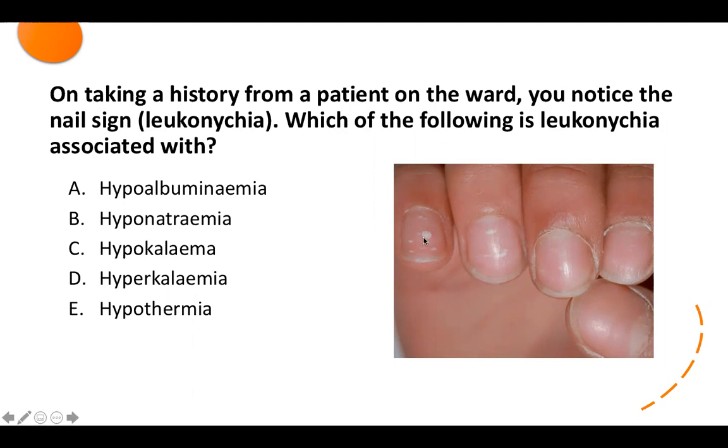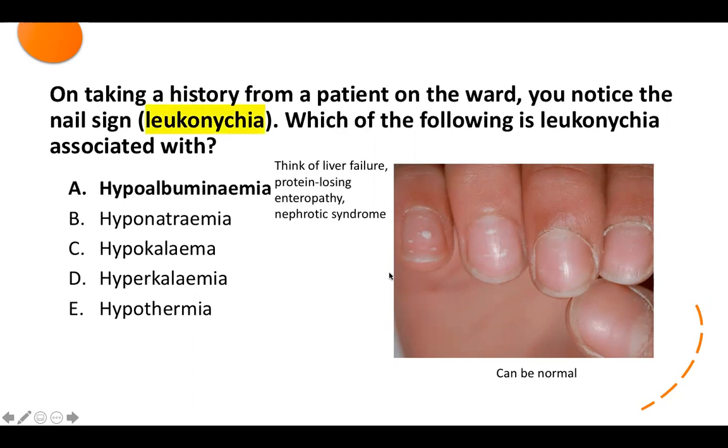Okay, yeah. So that's right. So the correct answer is A. It's important to know that this can be a normal finding. It doesn't indicate something. But if you are thinking of an underlying pathology, things to think about are liver failure, protein losing enteropathy, nephrotic syndromes, anything related to hypoalbuminemia. And it's good to know what the nail signs stand for because sometimes they can ask you that in OSCEs.